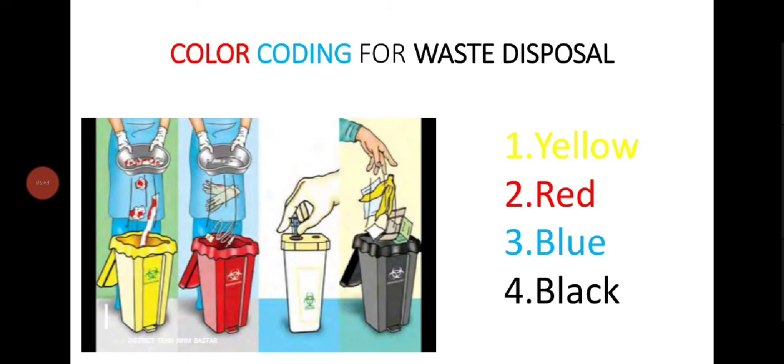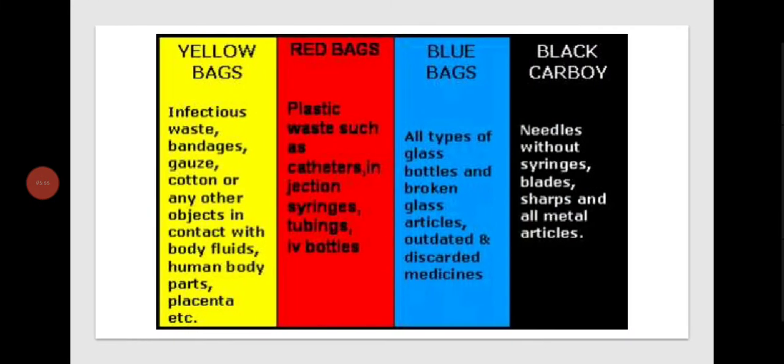What is the color coding of waste disposal? Yellow, red, blue, and black buckets. In the yellow bags, you will put infectious waste, bandages, gauze, cotton, or any other objects in contact with body fluid, human body parts, and placenta, etc. In the red bag, you will put plastic waste such as catheters, injection syringes, tubings, and IV bottles.